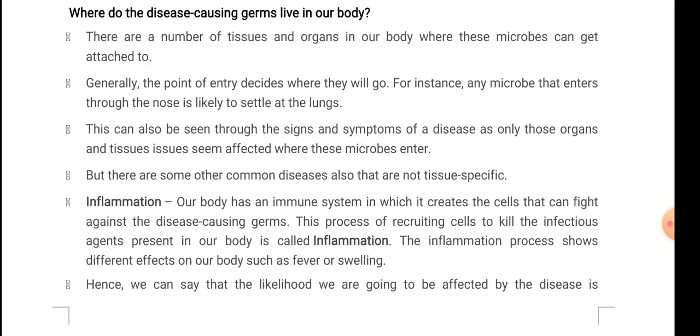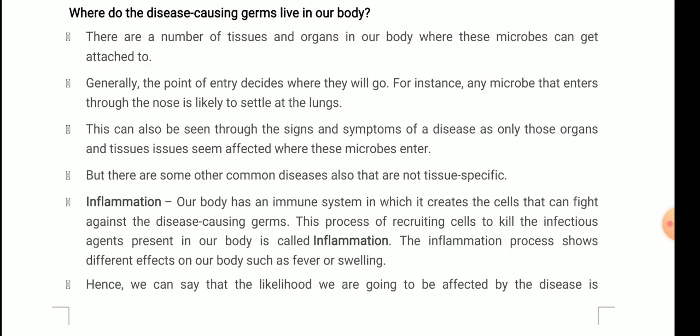Generally, the point of entry decides where they will go. It is a very important point. For instance, any microbe that enters through the nose is likely to settle in the lungs, since the nasal pathway means the windpipe and lungs. If it enters through the mouth, it will finally end up in the stomach or intestine. So the point of entry decides where the disease causing germ will go.